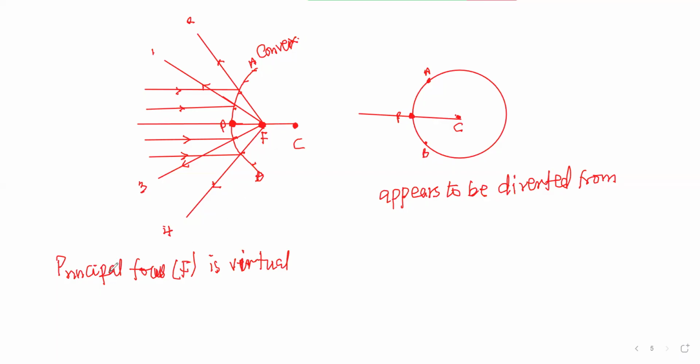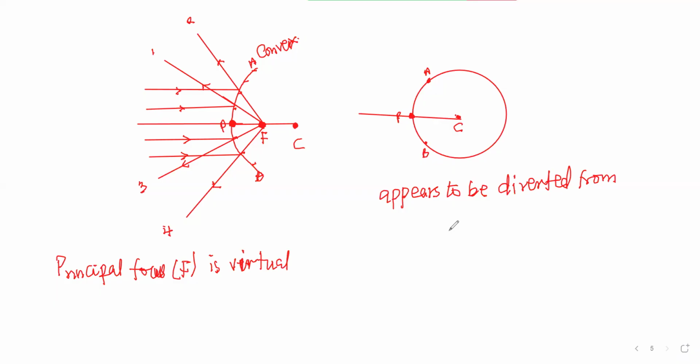So when you are defining this, you must be very careful. You must be very clear which of the mirrors is being talked about here. The principal focus of a concave mirror is a point on the principal axis where rays that are parallel and close to the principal axis actually converge. The use of "actually" means that it's real. It really happens. And what about the principal focus of a convex mirror? It's a point on the principal axis where rays that are parallel and close to the principal axis appear to be diverted from. So that's the difference.